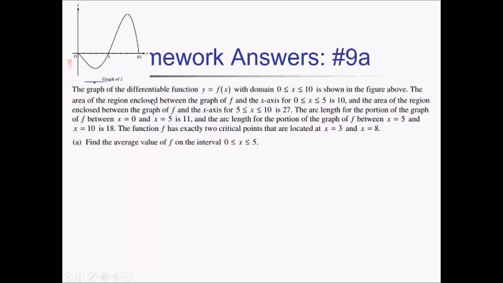On this problem, we've got this graph of f that's differentiable over the period from 0 to 10. And let's see, we have some areas given. They said from 0 to 5, this area is 10. From 5 to 10, the area is 27. And they also gave us the arc length. From 0 to 5 was 11, and then the arc length from 5 to 10, this arc length here, was 18. And we're also told we have 2 critical points at 3 and 8.